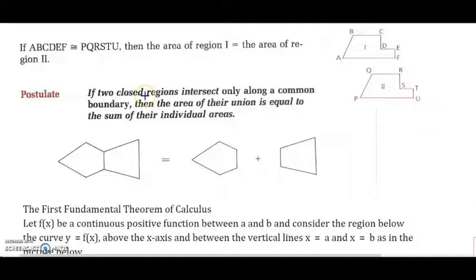If 2 closed regions intersect only along a common boundary, then the area of their union is equal to the sum of the areas of their individual regions. What that means is if you have an oddly shaped figure like this, you can break it into shapes that you know. Here your book is breaking it into 2. If I were doing this, I would break it into 3, a triangle and 2 trapezoids.